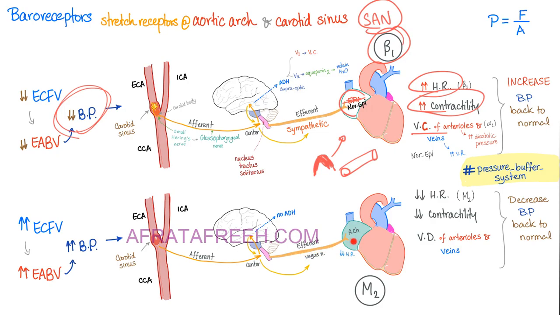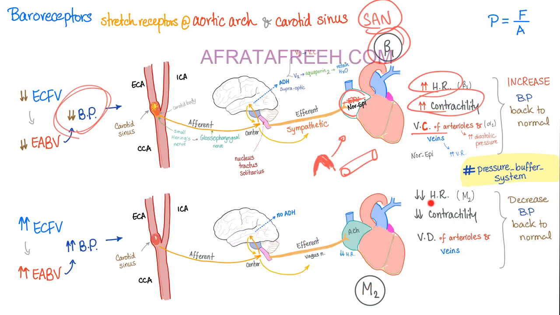The exact opposite happens when you have hypertension. Now you'll stimulate the vagus nerve, which is parasympathetic. This is the M2 receptor, which goes to the SA node to decrease the heart rate, decrease contractility, and cause vasodilation of the arterioles and veins to decrease the blood pressure back to normal.